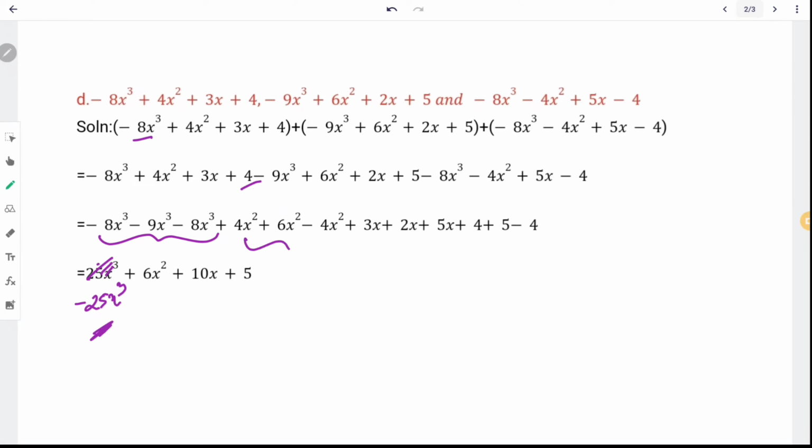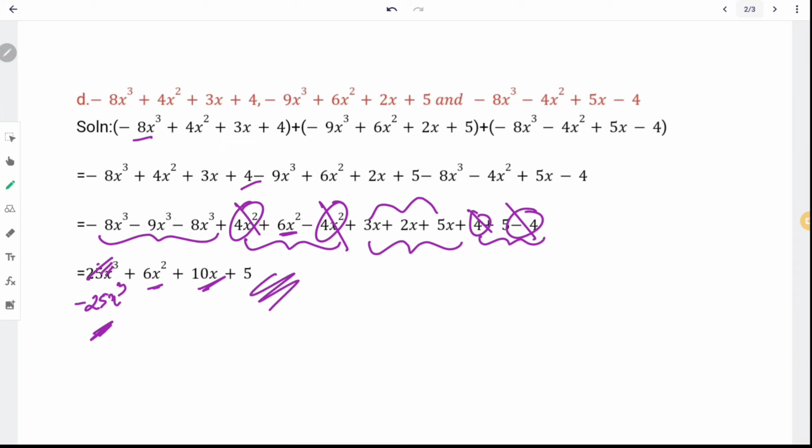Now let us have a look at these 3 again. Can you see we have a plus 4x squared and minus 4x squared again? So I can simply subtract them and we're simply going to be left with 6x squared. Now if you look at these 3, they are all plus, right? So 5 plus 2 plus 3, we're going to get 10x. If you look at the next, once again, when you look at these 3, minus 4 plus 4, I can subtract them, they will become 0 and we'll be left with simply 5.